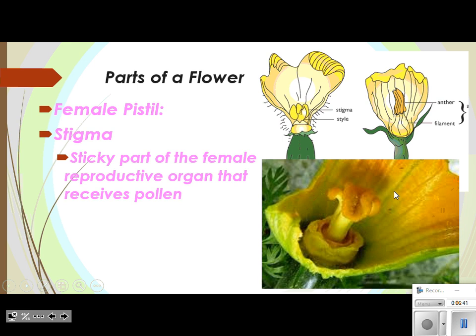You're going to see that the pollen, as we've talked about, is the male gamete, all right? So the pollen sticks to the stigma. That is how the whole pollination occurs. Now stop and think about it.